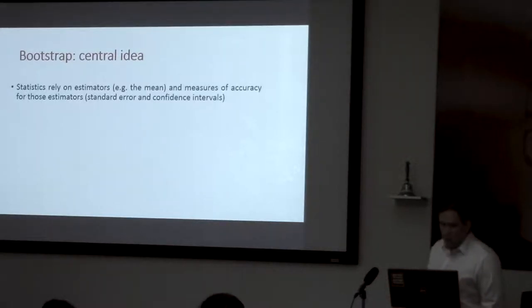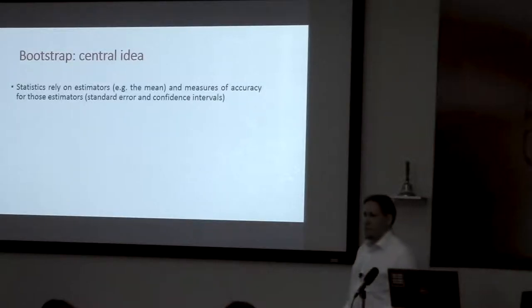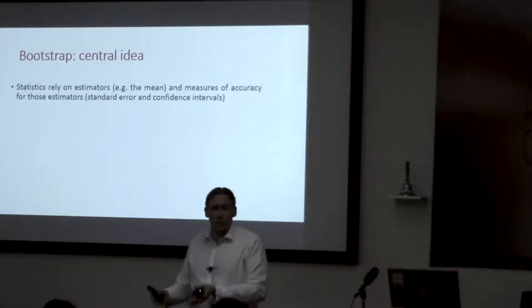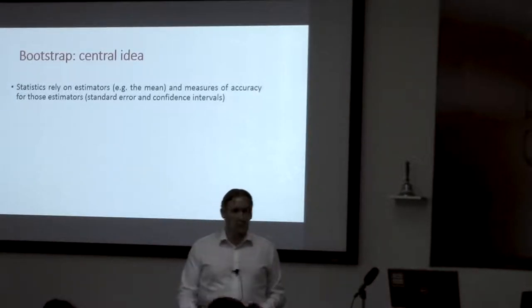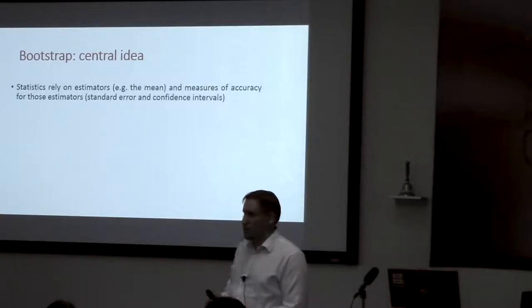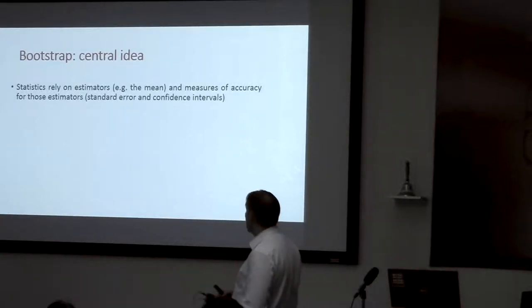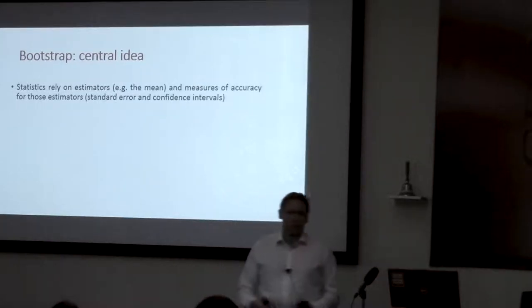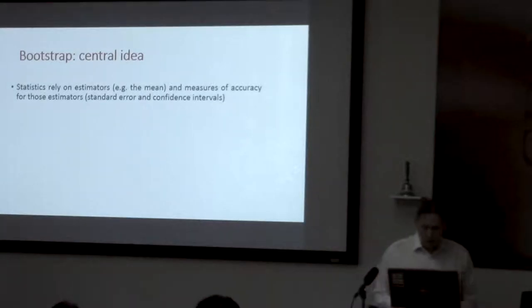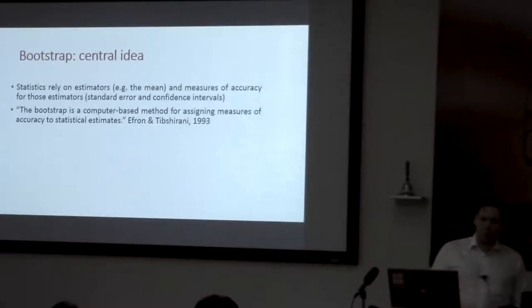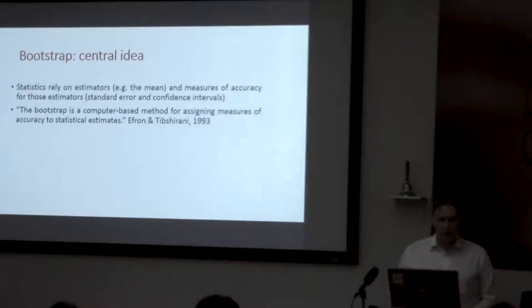So the statistics typically would rely on an estimator, right? The mean. What we're going to use is the trimmed mean, so we remove the bad guys, but that's just an estimator. You can use the median, or whatever statistic you fancy, but typically that would be the mean. And then we also measure the accuracy of this estimator: your standard error and your confidence interval. And so the Bootstrap is simply a computer-based method for assigning measures of accuracy to these estimates.